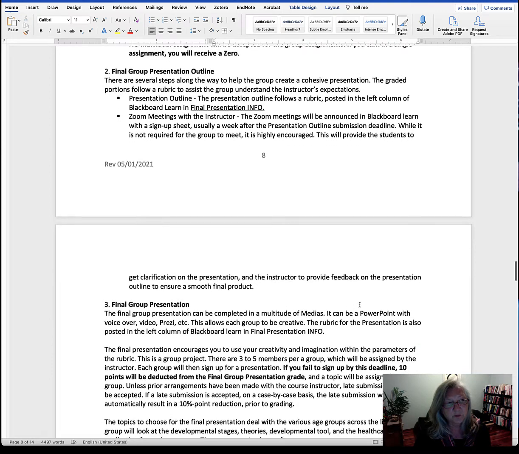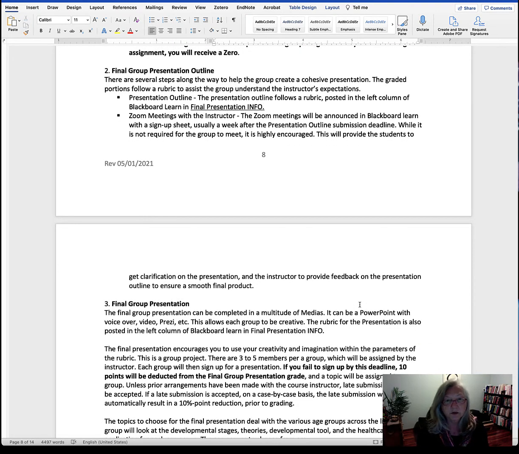And then the final group presentation is a group effort. Everybody has a role, and there is a rubric. Everybody does not have to participate in the recording of the video. You will have people who are better at presenting. If there's someone in your group that's really good at presenting, it's fine to let them do it. You all get the same grade, but everyone in your group needs to agree. It's really important that you reach consensus on this.